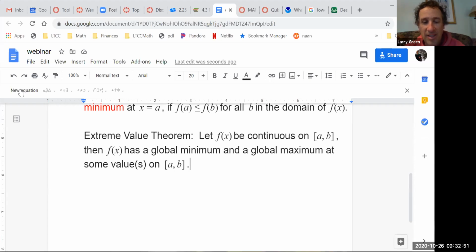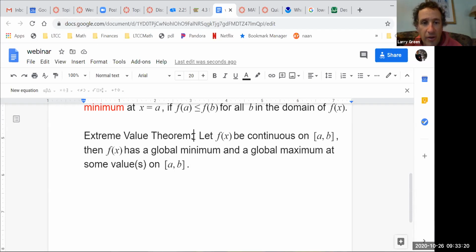Because at least in, I'm going to call it Newtonian physics, you can't jump. It may feel like you're jumping, but you're actually going in a continuous way. So that's true of many, many things that you get a continuous function. For all models, basically. Any questions on the extreme value theorem?